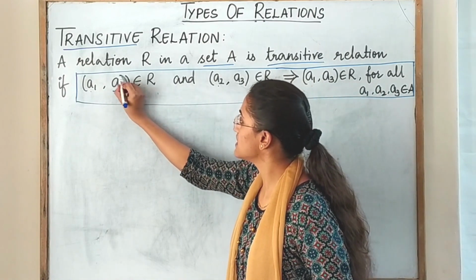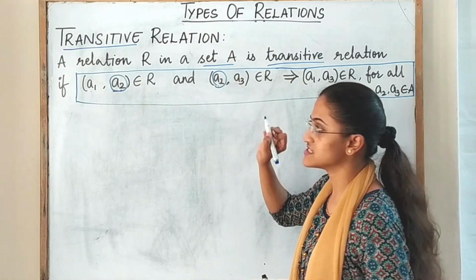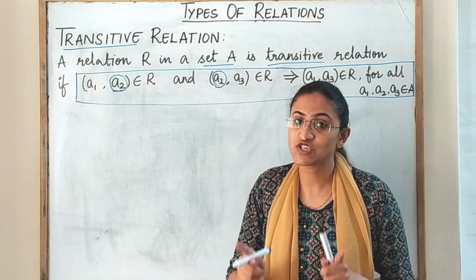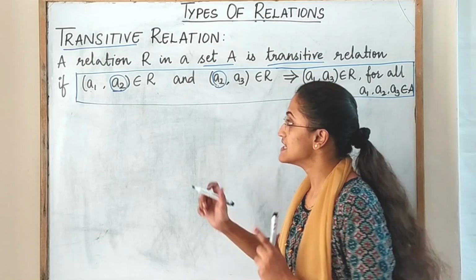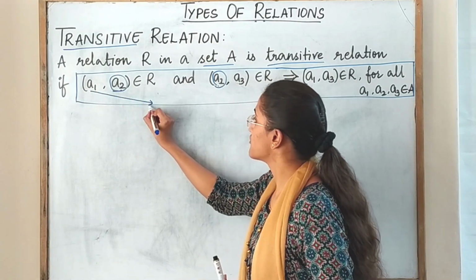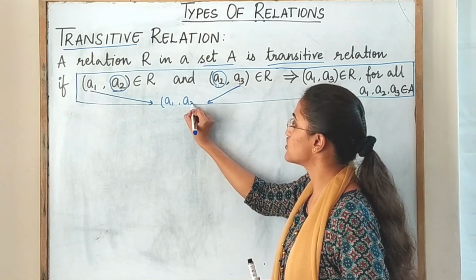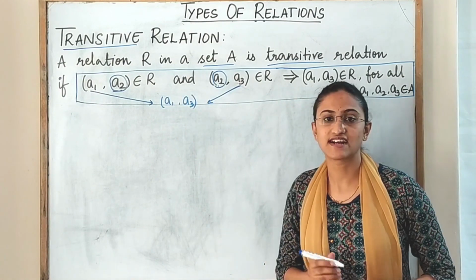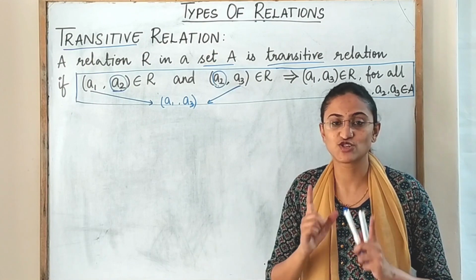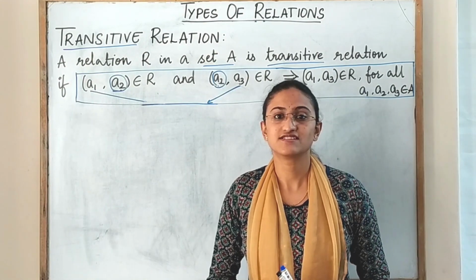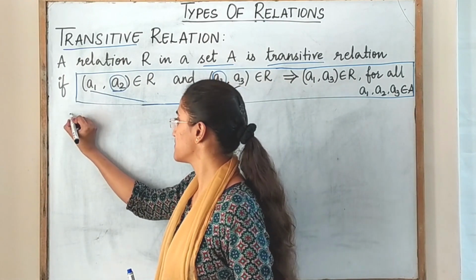You can notice that these two elements are equal to each other. If such elements belong to R, then the element of the form (a1, a3) should also belong to R. This is the condition for the relation to become a transitive relation. Now let us consider some examples.